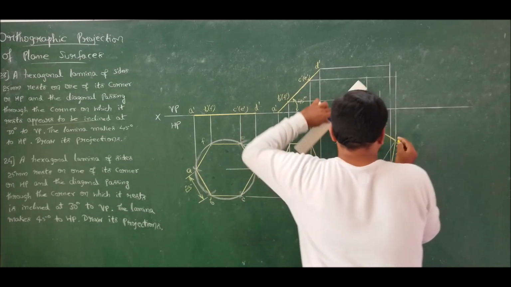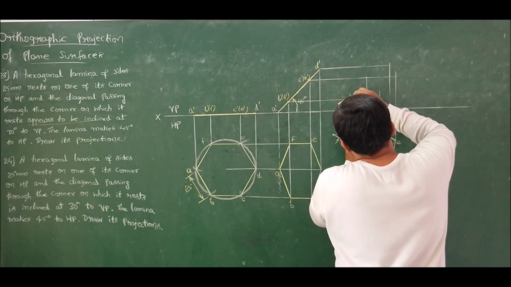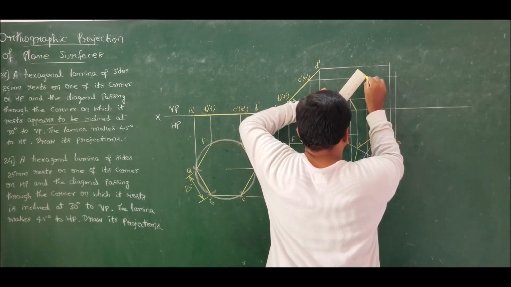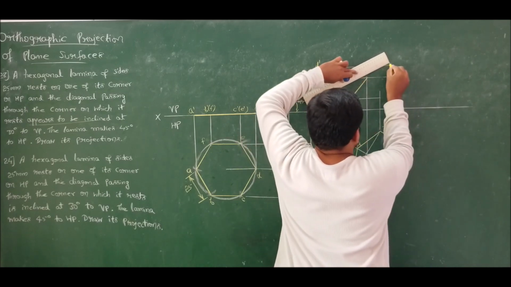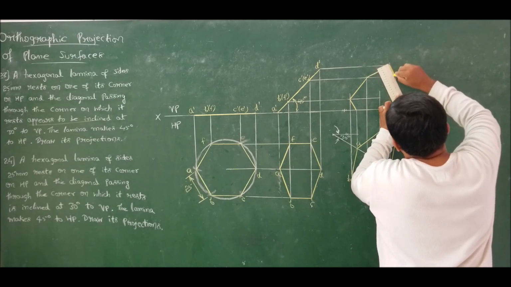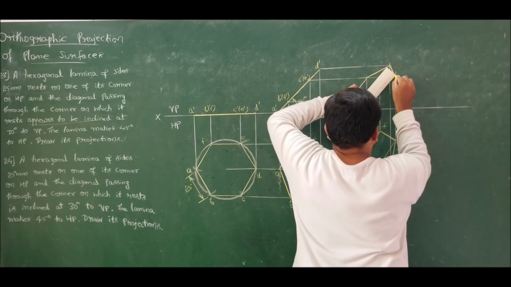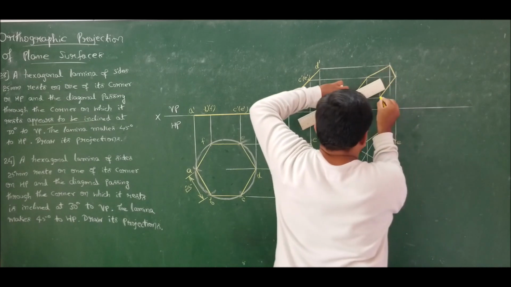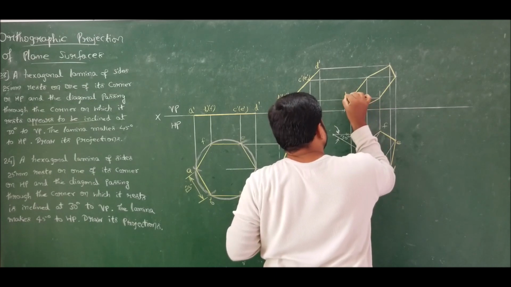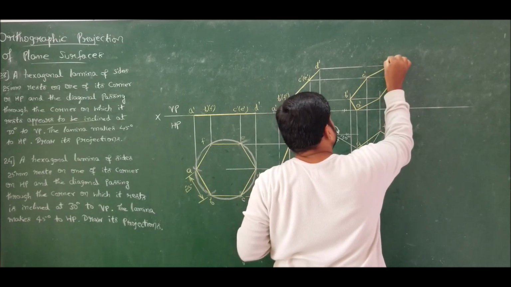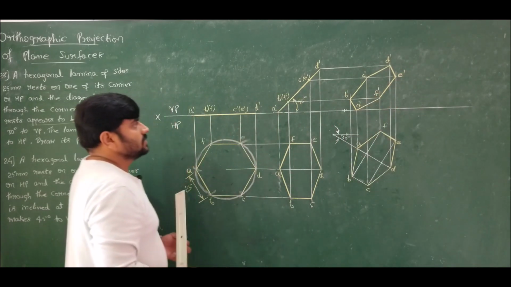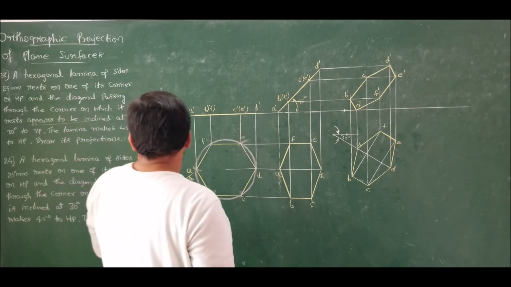So connecting which we have A to B, B to C, C to D, D to E, E to F, and then F to A. So we got A dash, B dash, C dash, D dash, E dash, and F dash. So this is the required solution for problem number 23.